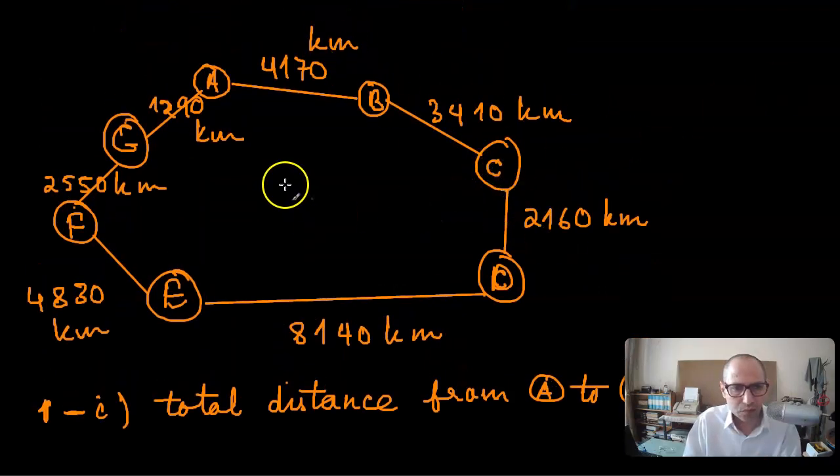Okay, so now the total distance from A to D, you could think of as the distance covered by the bus from A to B, plus the distance covered by the bus from B to C, and then the distance covered by the bus from C to D. If you add all of these together, that would be the total distance from A to D, right?